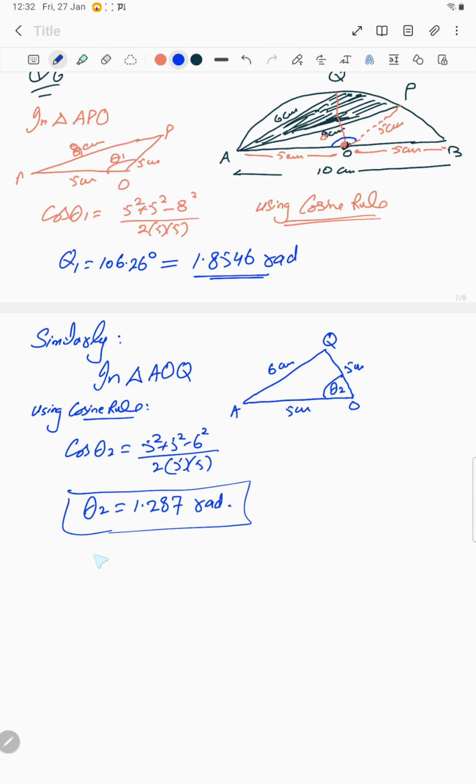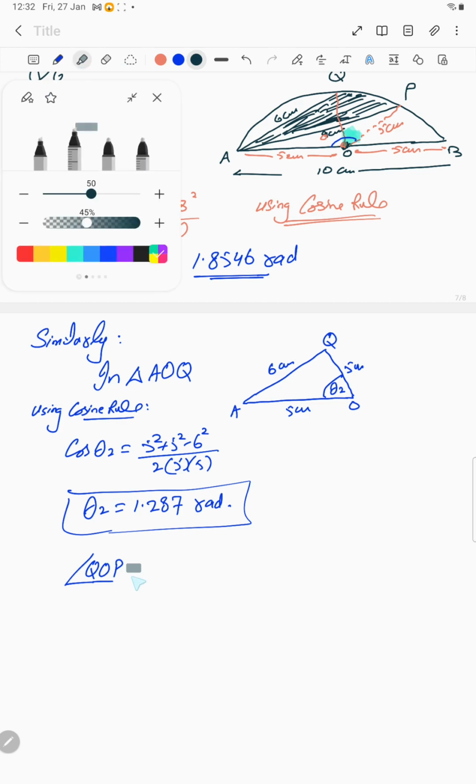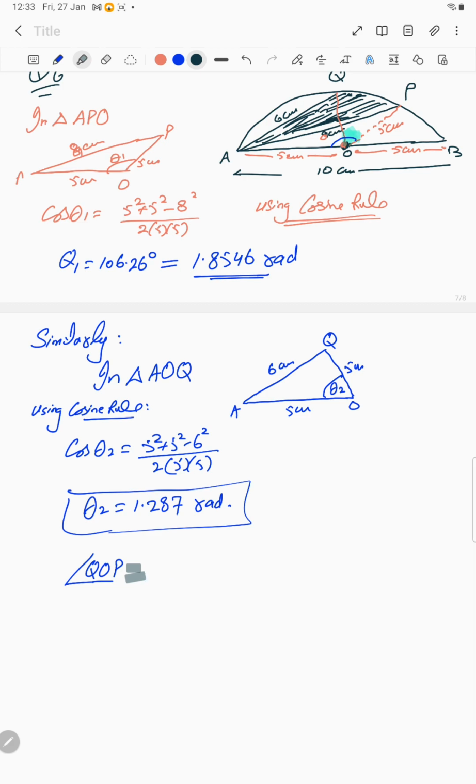So in order to get the angle QOP, this one, this angle, okay, so this will be... what happened... okay, sorry, yes, now it's fixed.